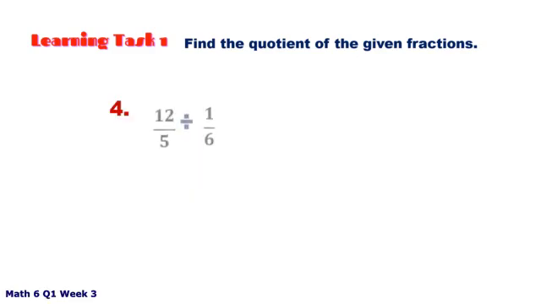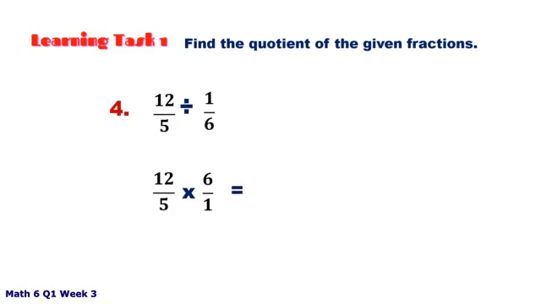Number 4. 12/5 divided by 1/6. We cannot use cancellation. So 12 times 6 equals 72. 5 times 1 equals 5. Then change to mixed number: 14 and 2/5.